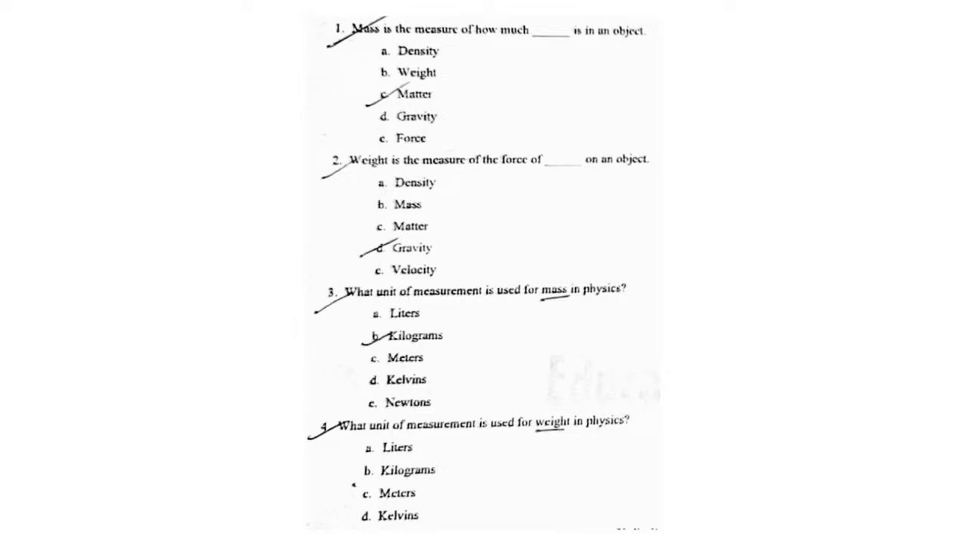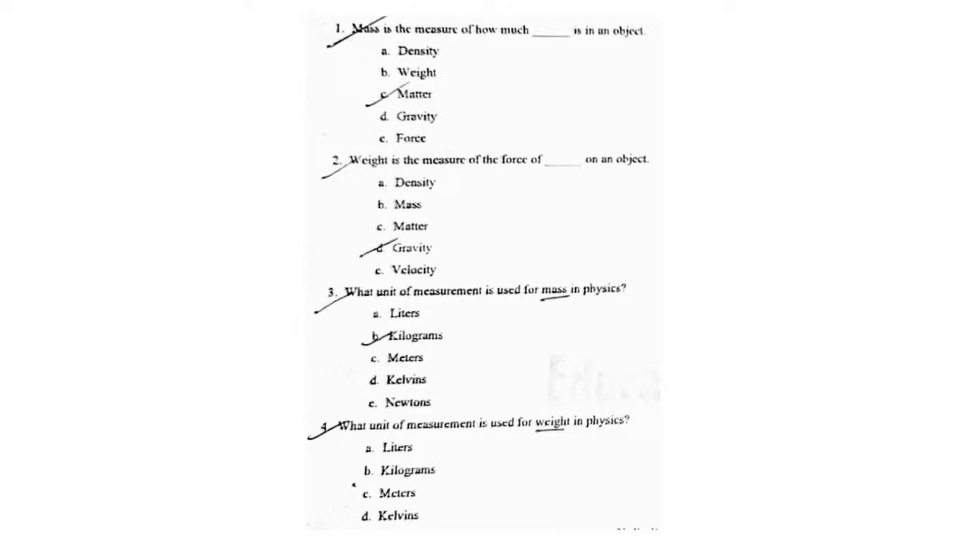Weight is a measure of the force of dash on an object. Though we think of weight as 20 kg or 40 kg in our day-to-day life, that's actually wrong, because weight is the force with which the body is pulled towards the earth. Weight is proportional to mass. The more the mass, the more the weight, because we know weight is equal to mass times the gravitational constant, that is 9.8 meter per second square. So the more the value of mass, the more the value of weight.